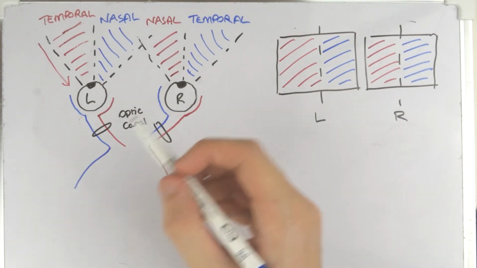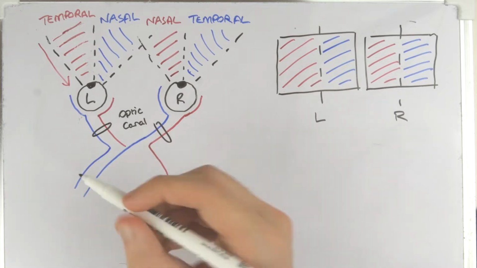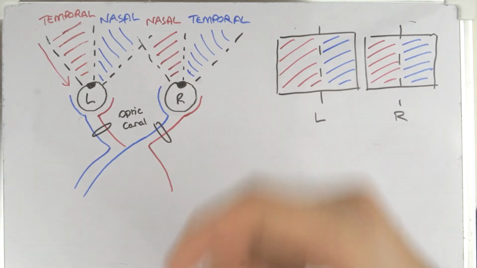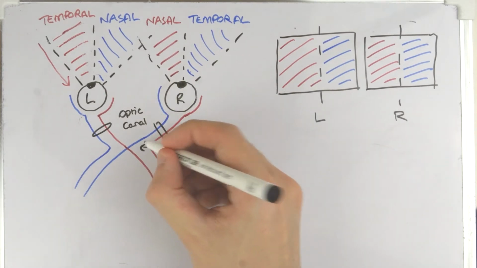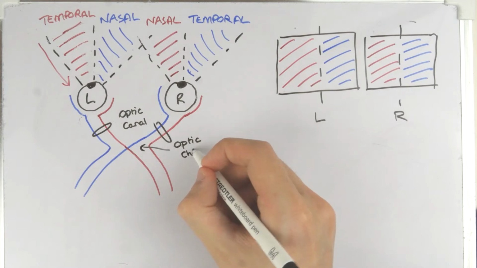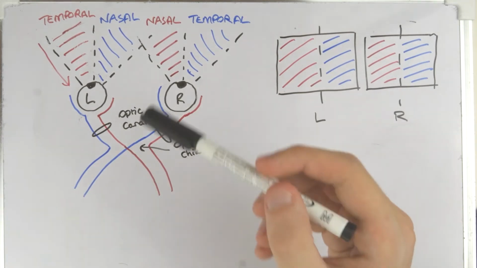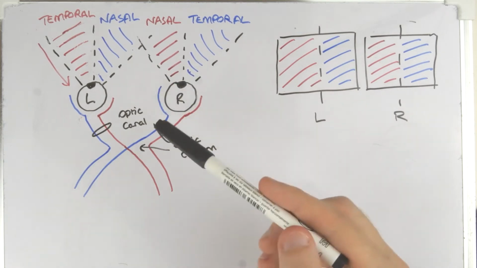So something quite cool now happens here where the nasal fibres from each side will actually cross over and track to the opposite side. And this happens at a point called the optic chiasm, which simply means to cross over or to decussate. And just to clarify, by nasal fibres I mean the medial retinal fibres from each side.